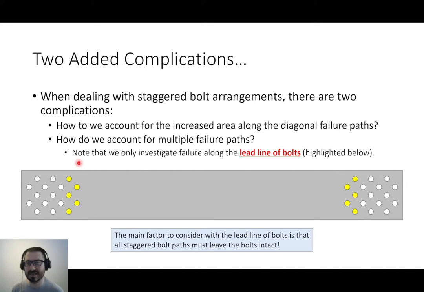The idea is that as you are identifying potential failure paths, those failure paths which leave all the bolts intact are the ones that we're going to address from a limit state standpoint. So that's why we're only considering the lead line of bolts. And here in a bit, we'll talk about identifying those failure paths as well as the lead line.